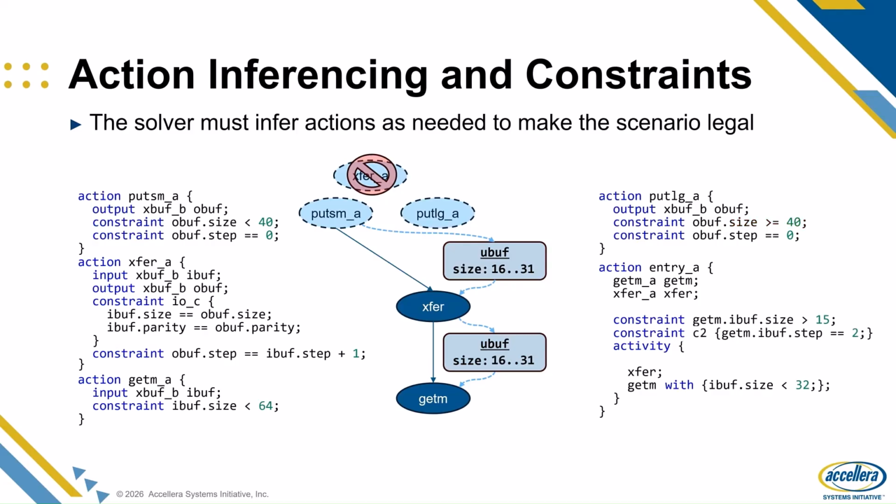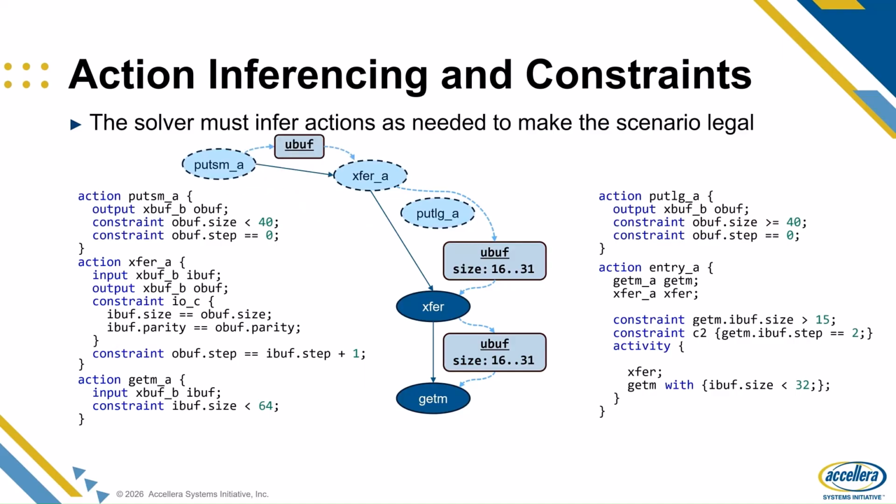Now let's see what happens when we modify constraint C2 to set the getM input buffer step to 2. That forces the explicit xfer's output step to 2, so its input step must be 1, and only another xfer can supply a buffer with a step 1, so the solver infers that traversal. We then infer one more traversal to feed that xfer, where the step must be 0, so we infer put small. Since size is still under 32, put large still can't be inferred.